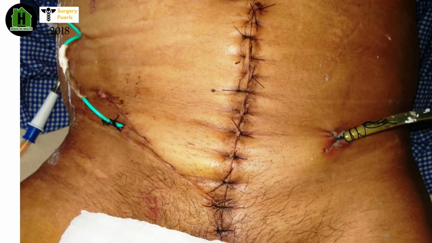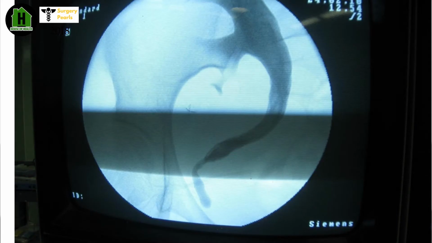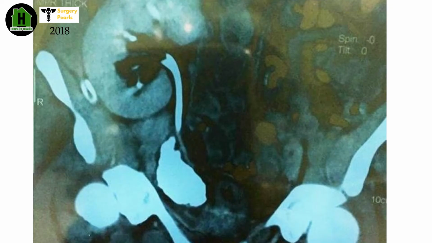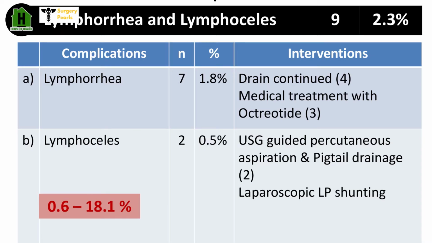These are pictures of a few of the patients where we needed to divert the kidney and then do antegrade pyelography, and there was a lot of ureteric ischemia and necrosis, which was subsequently managed with a Boari flap. Complications like lymphorrhea and lymphocele actually exist, and this is because of the dissection of the lymphatics during the vascular dissection. Complications like hematuria and graft rupture are also seen.